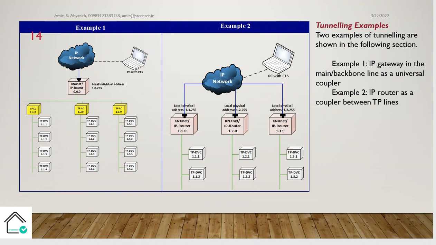So here you can see the tunneling examples, 2 examples. Example number 1: an IP gateway in the main backbone line as a universal coupler. We put it as a KNXnet/IP router that provides us the tunneling option, also point-to-point communication. It's placed as a gateway. In example 2, we put the KNX IP router instead of a line coupler, and it is not only an IP router but also provides us the tunneling options.